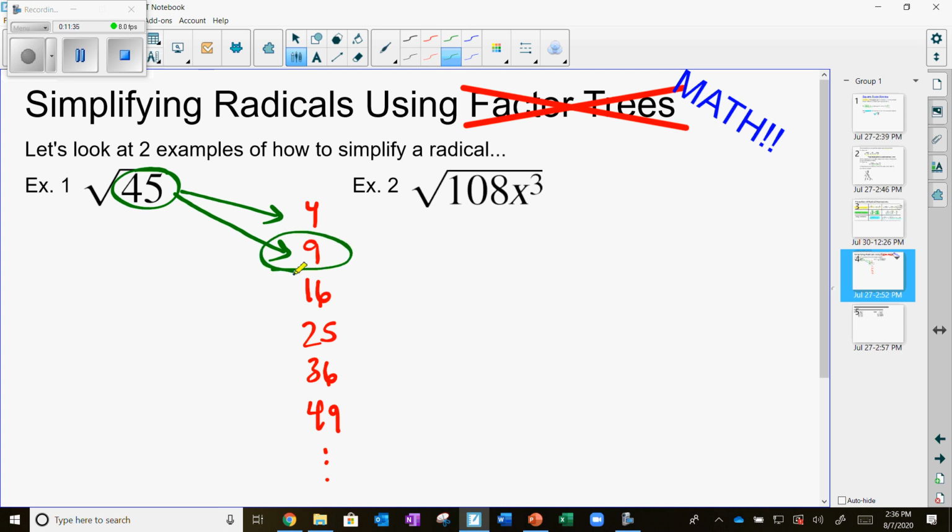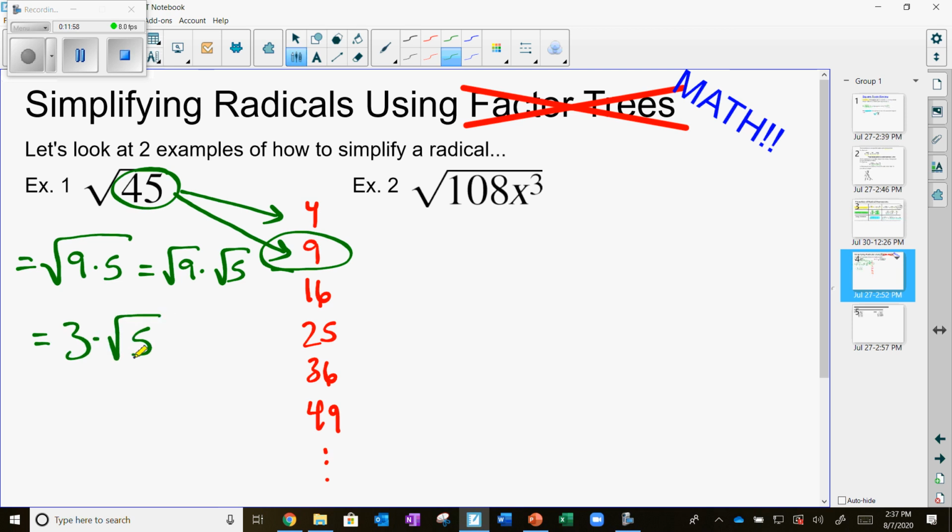So I'm going to say that the square root of 45 is actually equivalent to the square root of 9 times 5. So using the product property, that means that it's really the square root of 9 times the square root of 5. Well, I happen to know for a fact that the square root of 9 is 3. So this is 3 times the square root of 5. 5 is a prime number. It cannot be simplified any further. So this has been expressed in simplest form. Both the number 3 and the number 5 are smaller than 45.